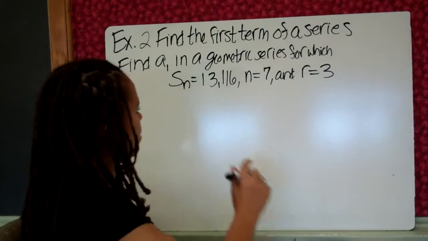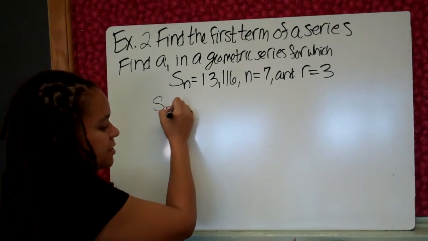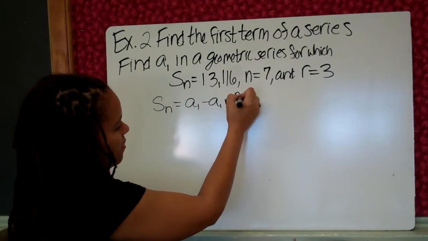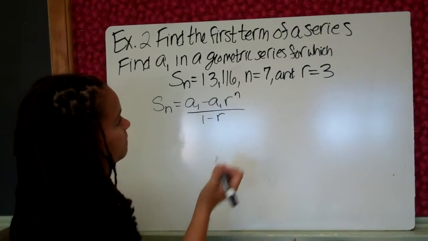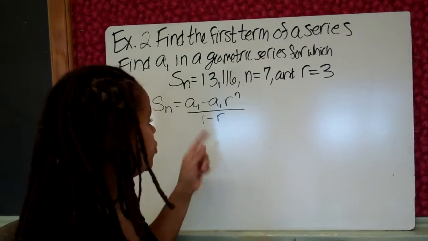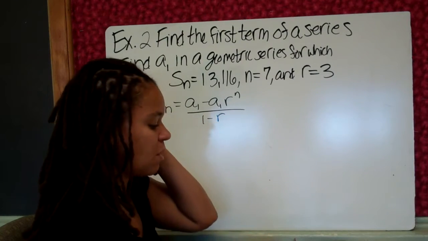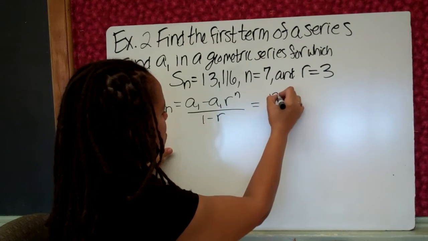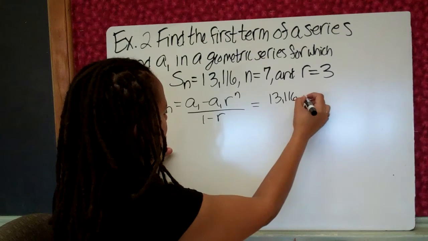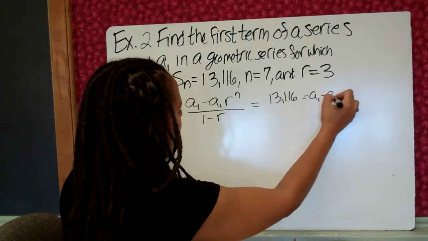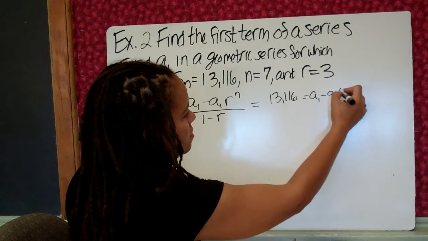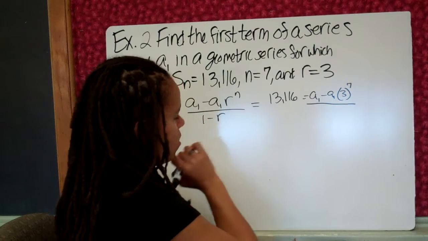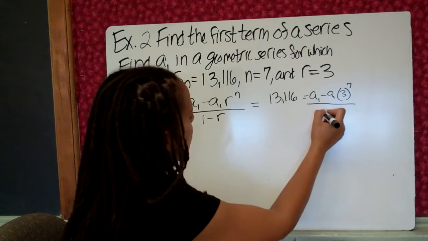In order to do this, we're going to use our sum formula, because we already know that. S sub N is equal to A1 minus A1 times R to the power of N, all over 1 minus R. So let's plug everything in, and we should just be left with A1, and we can solve for that. So S sub N is 13,116, equal to A1 minus A1 times R to the power of N, all over 1 minus R, so 1 minus 3.